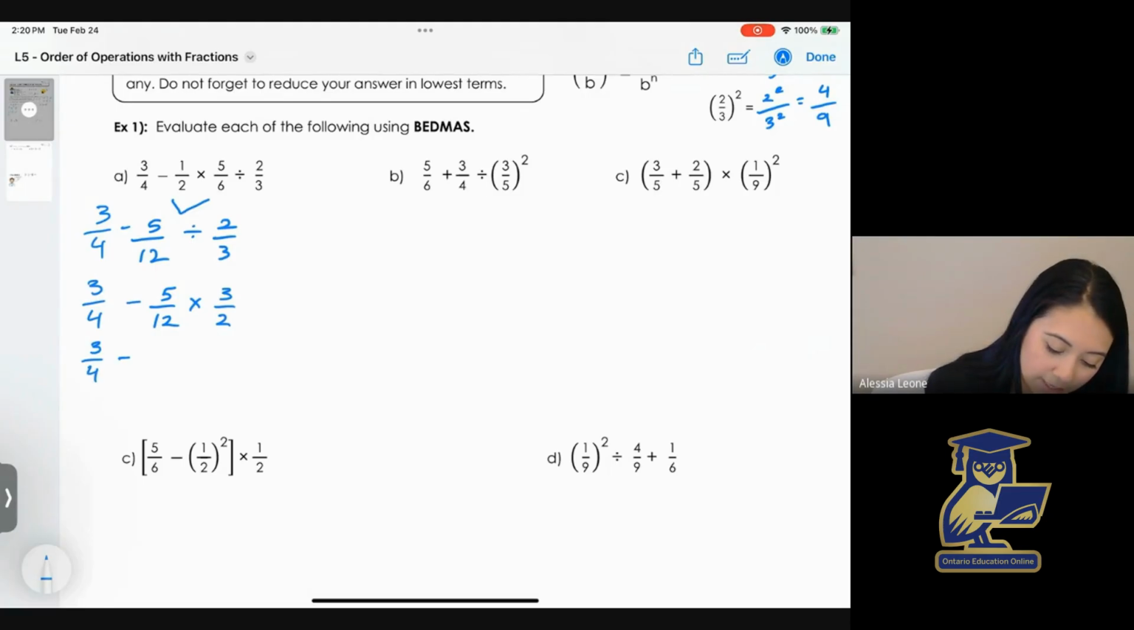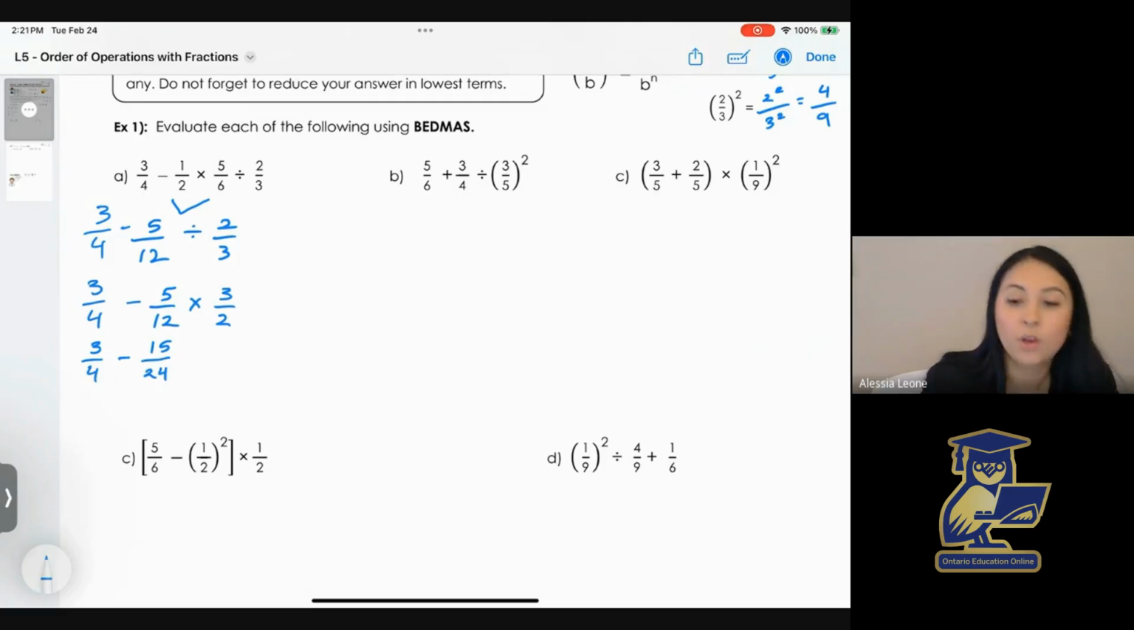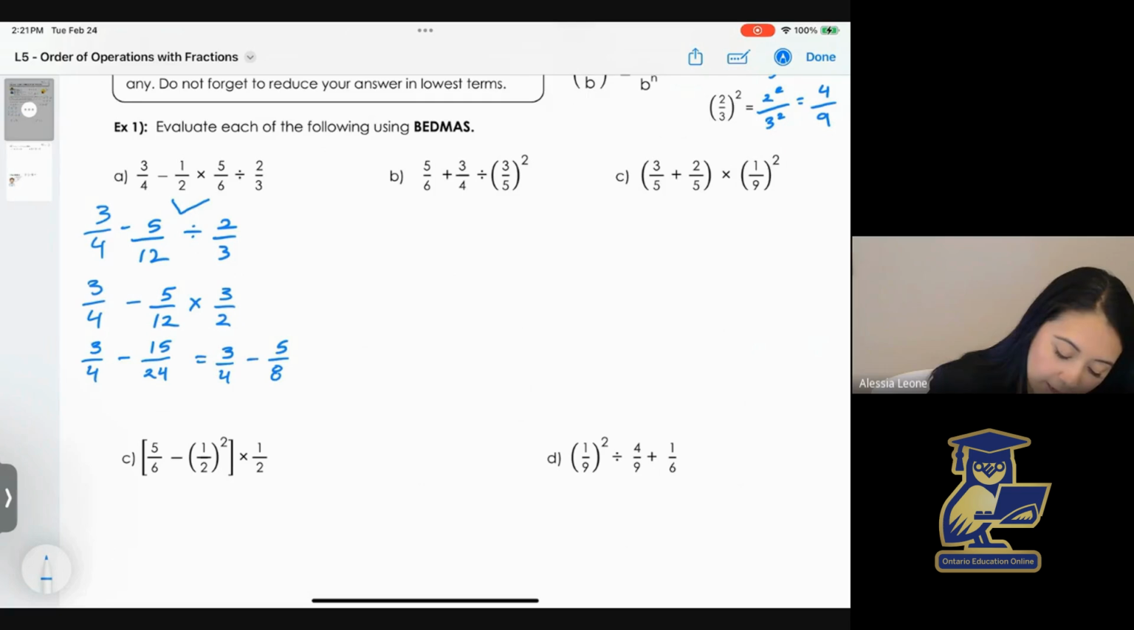5 times 3 is 15. 12 times 2 is 24. We can further simplify that. 15/24 can get simplified to 5/8. So then it turns into 3/4, take away 5/8.